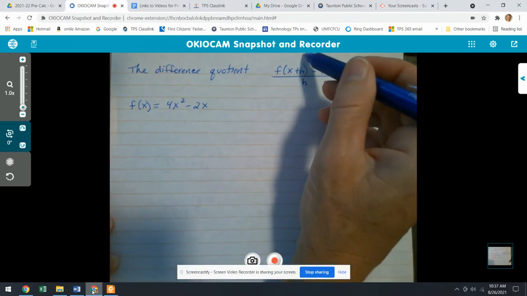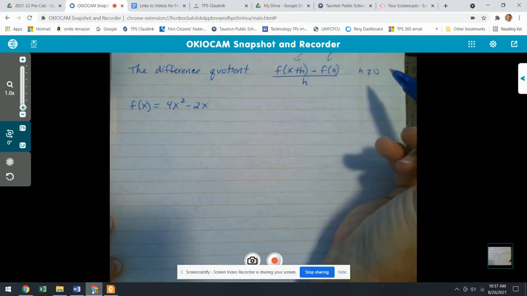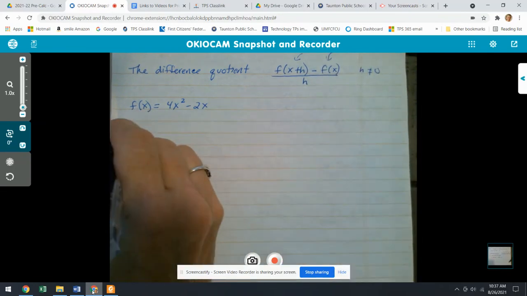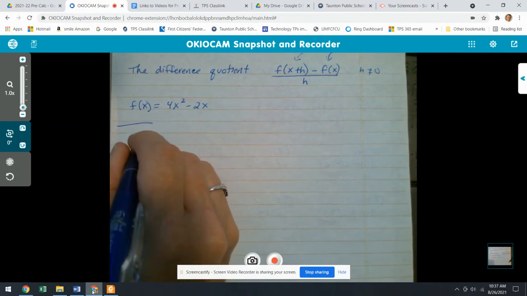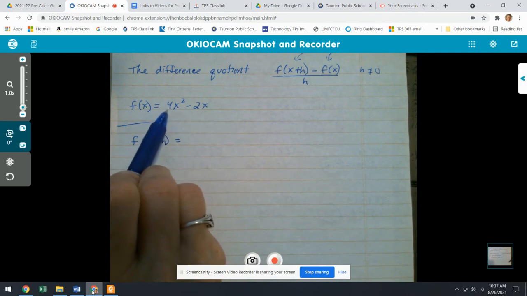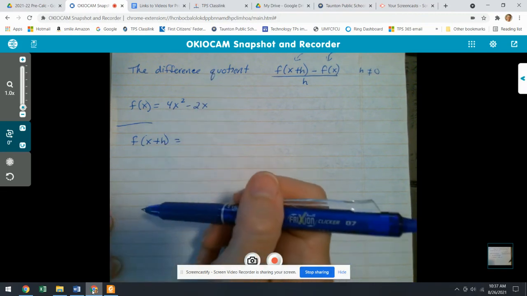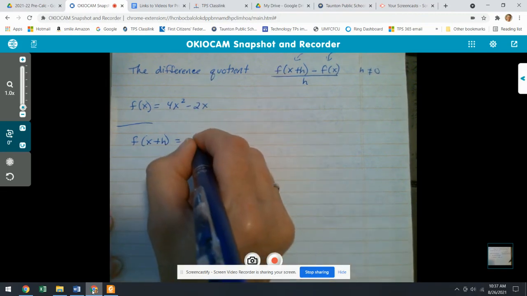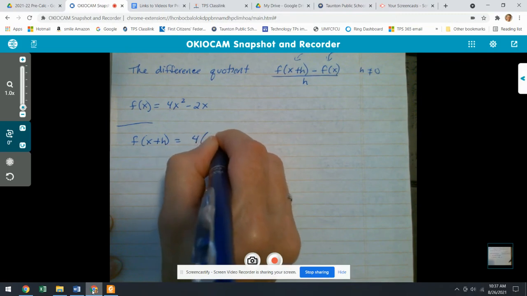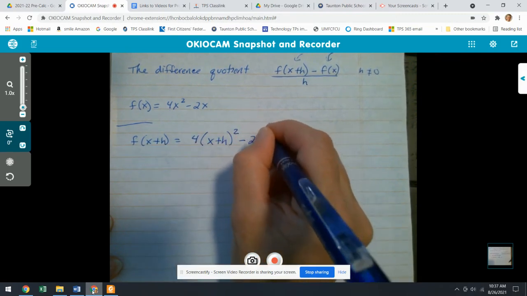I'm going to find f of x plus h, and then I'm going to find f of x, and we're just going to subtract those. So over here, we're going to do f of x plus h. It's going to be a little bit involved. And what we're doing is we're copying this. Anywhere we see an x, we're taking out the x and we're putting an x plus h. So I'm copying the 4, x plus h squared minus 2, there's another x.